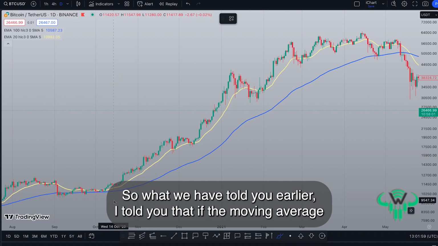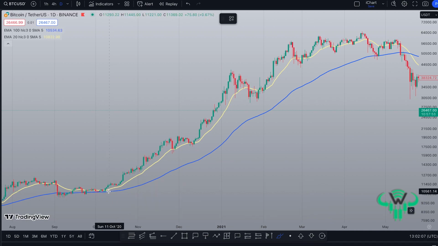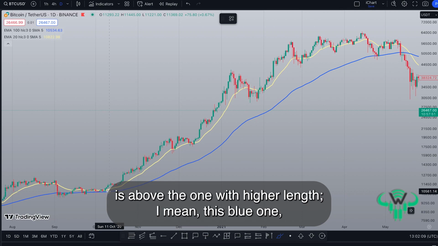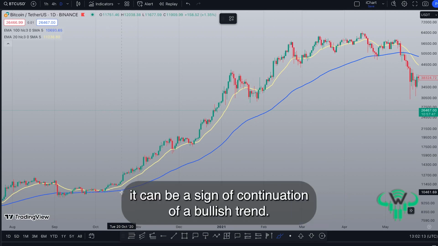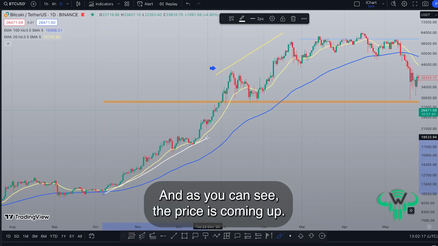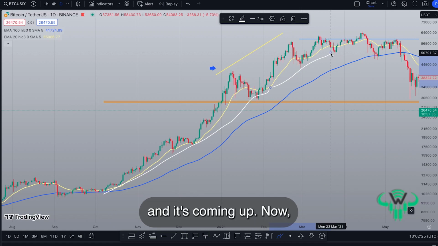So, what we have told you earlier, I told you that if the moving average with lower length, I mean the yellow one here, is above the one with higher length, I mean this blue one, it can be a sign of continuation of a bullish trend. And as you can see, the price is coming up. My other drawings are also evident right now, and it's coming up.